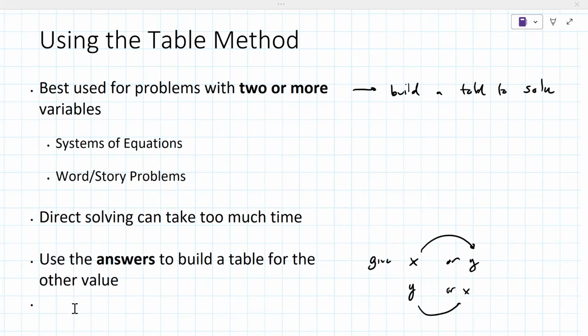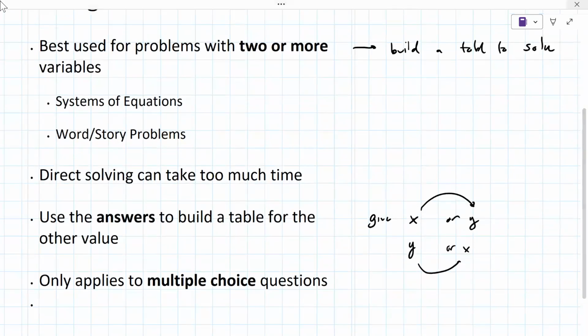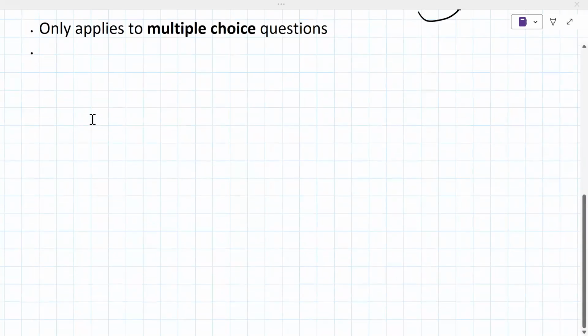However, this only applies to multiple choice questions, so it doesn't work for everything. But it's a pretty good approach. So I'll do a couple of examples and then get you involved in solving it. So students really like this.